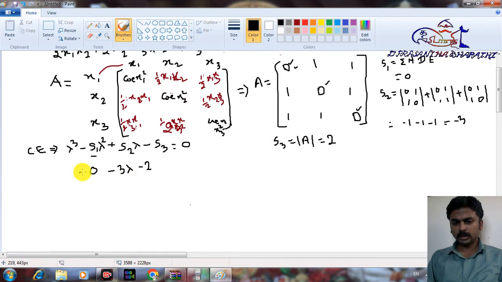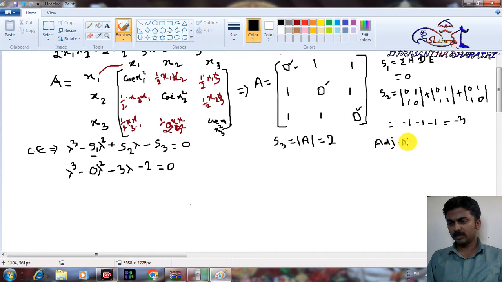Here it is lambda cube minus 0 lambda square minus 3 lambda minus 2 equal to 0. So we can verify this S2 once again using the formula. Instead of taking this minus, we can find adjoint A.